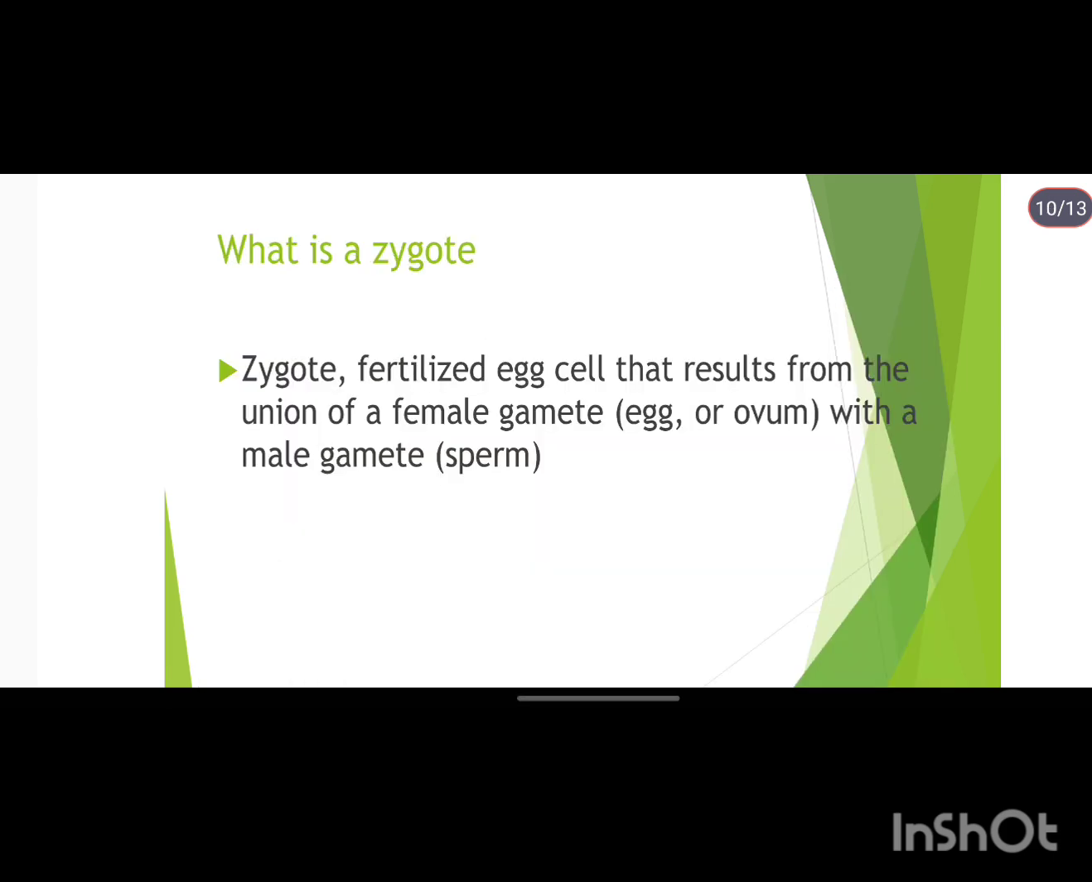Next is what is a zygote. So zygote is a fertilized egg cell that results from the union of a female gamete, that's an ovum, with a male gamete, that's a sperm. So that is called a zygote.